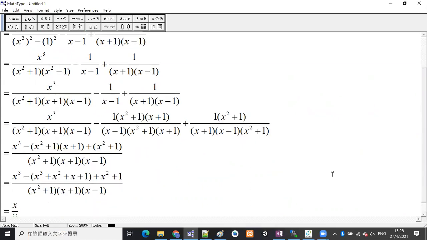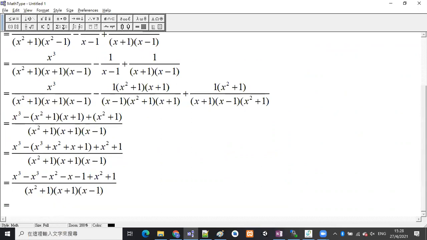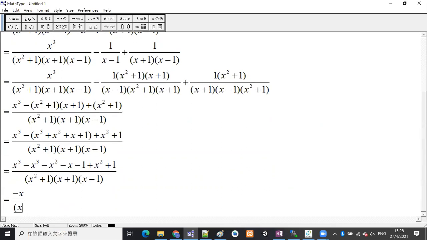And remove the bracket. X cubed minus x squared minus x minus 1 plus x squared plus 1. And then we have this. And finally, cancelling the common terms. I mean the plus and minus terms. And what is remaining on the top will be just negative x. And then we have x squared plus 1, x plus 1, x minus 1 on the bottom. Okay? And there's no more common factor which can be cancelled. So that is the final answer.